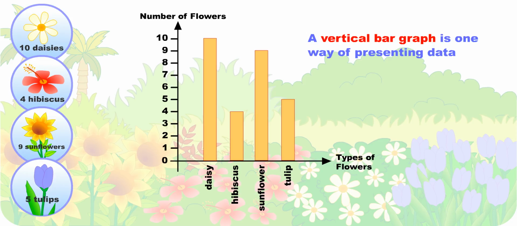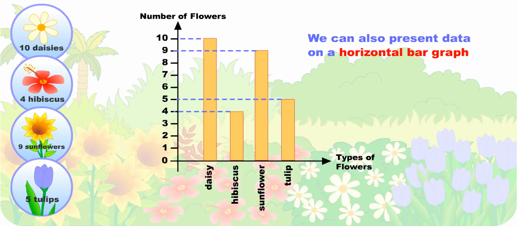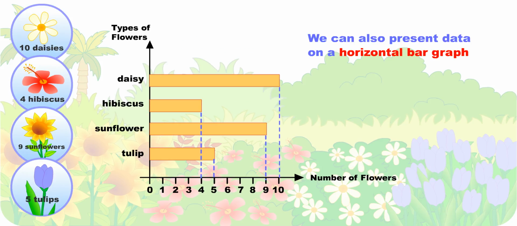I know. By looking at the bar graph, I can immediately find the number of each type of flowers plucked by tracing the height of each vertical bar to the vertical scale. So, I can tell from the bar graph that there are 10 daisies, 4 hibiscus, 9 sunflowers, and 5 tulips. Good work, Turbo Girl. We can also present the data on a horizontal bar graph just like this.